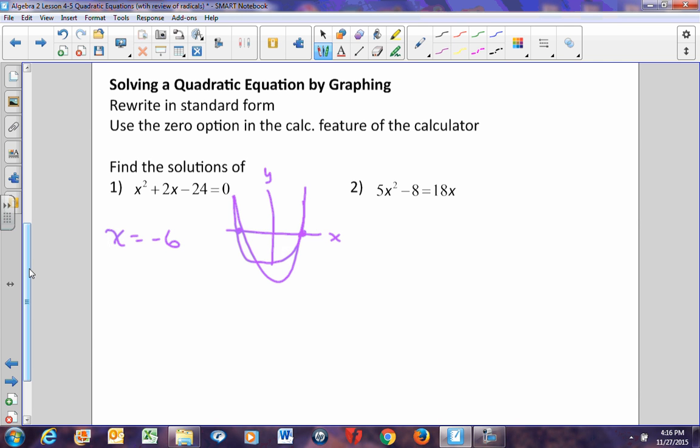To get the second one, you're going to hit second trace again. You're going to go back to 0, hit 0 again. Now you're going to hit your right arrow key until you are below the x-axis as the graph is coming up the other side for your left bound. And it's going to take a while. There you go. And as long as you're on the right-hand side of the y-axis and below the x-axis, you can hit enter. And then scroll until you are on the right-hand side of the y-axis, but above the x-axis, hit enter again. And it's going to ask you to guess, and it's going to give you your other zero at 4. For the Inspire, you're going to do something very similar.